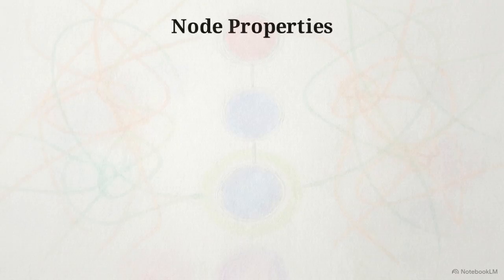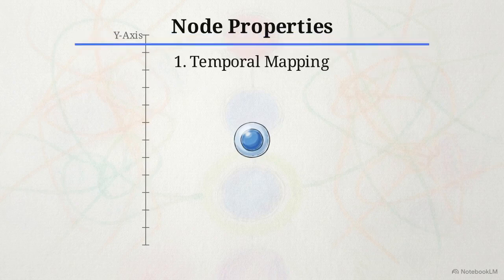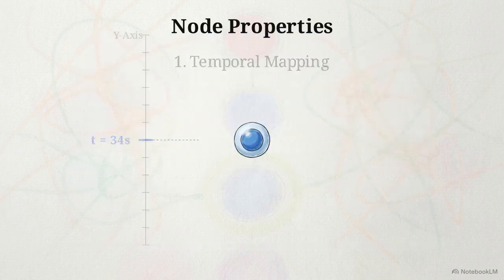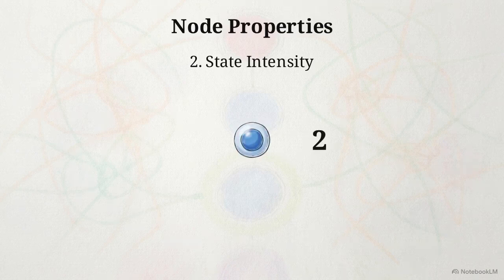Each node contains 3 properties. First, its y-axis position acts as a timestamp. Second, fill color dictates intensity. Purple is 1, blue 2, green 3, and red a peak of 4.